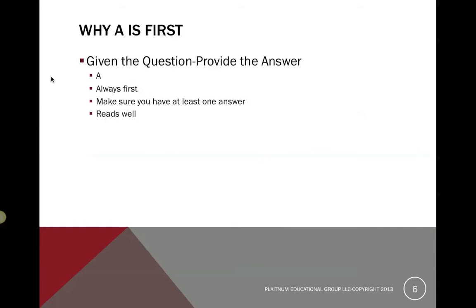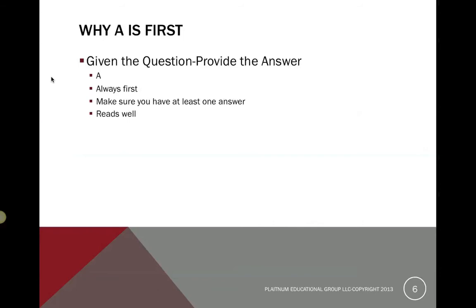Why is A always first? We always make A the correct answer first because we want to make sure we have at least one correct answer. Sometimes you'll write a question, and if you don't make A the correct answer, when you start writing your choices, you come up with four really good wrong answers and no good right answer. So then you get into the game of, okay, what's the best wrong answer, or worst right answer, or however you describe that.